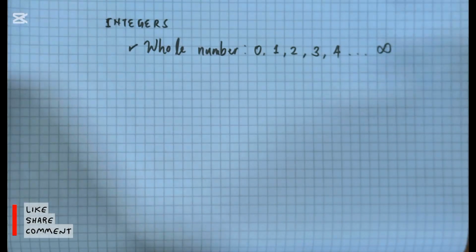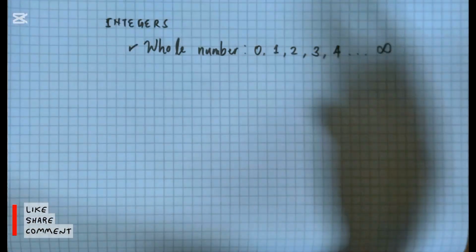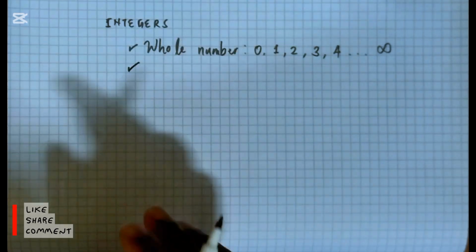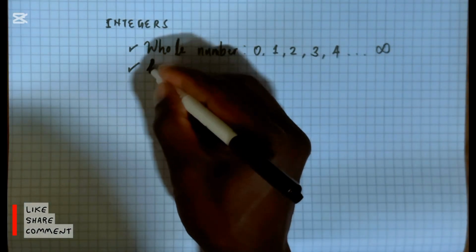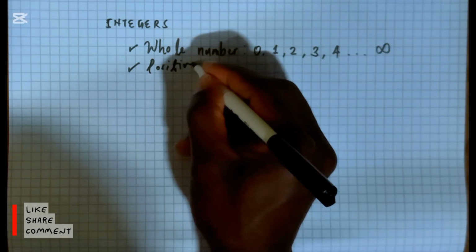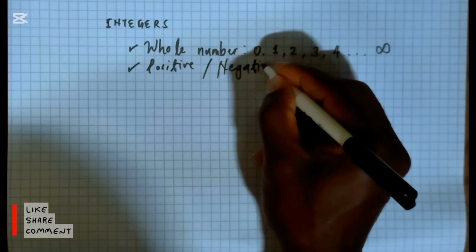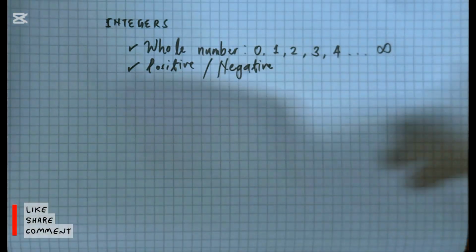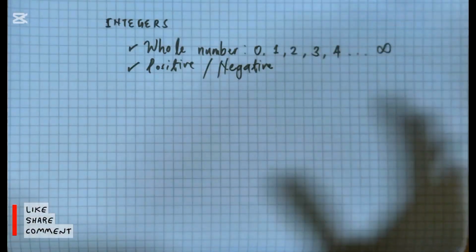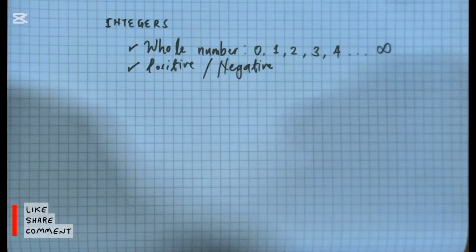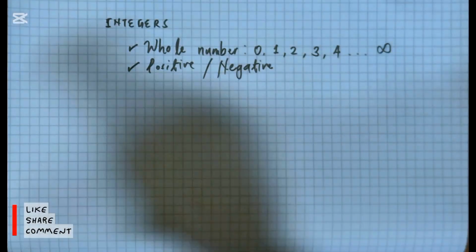Then the second thing you want to know about integers is that they are either positive or negative numbers. It is these same whole numbers either being positive or negative. That is to mean that, except for zero, every other number in the set of integers can be written as either a positive or a negative number.